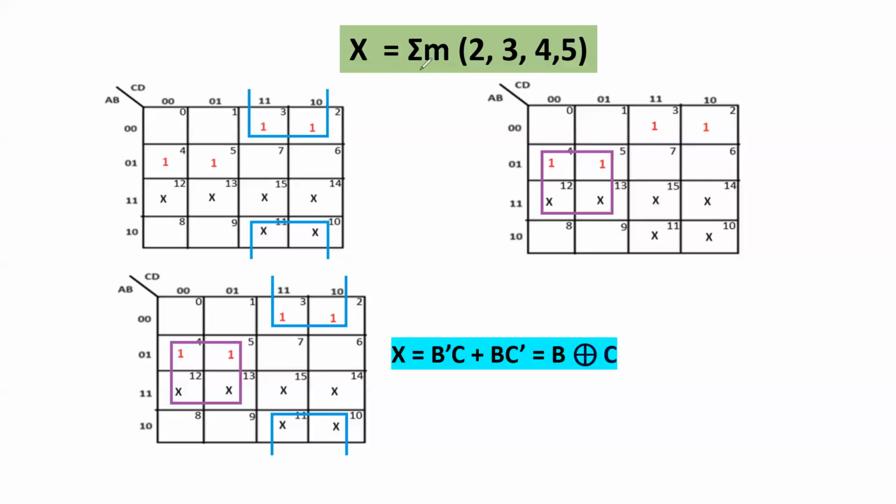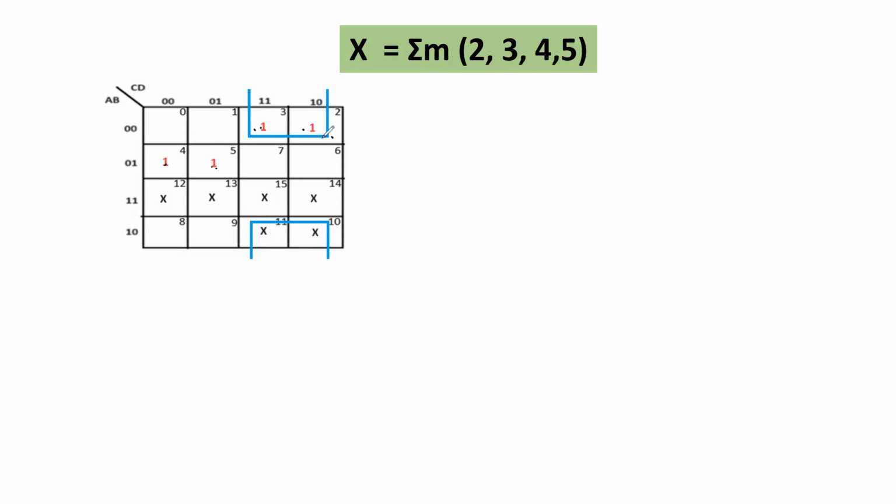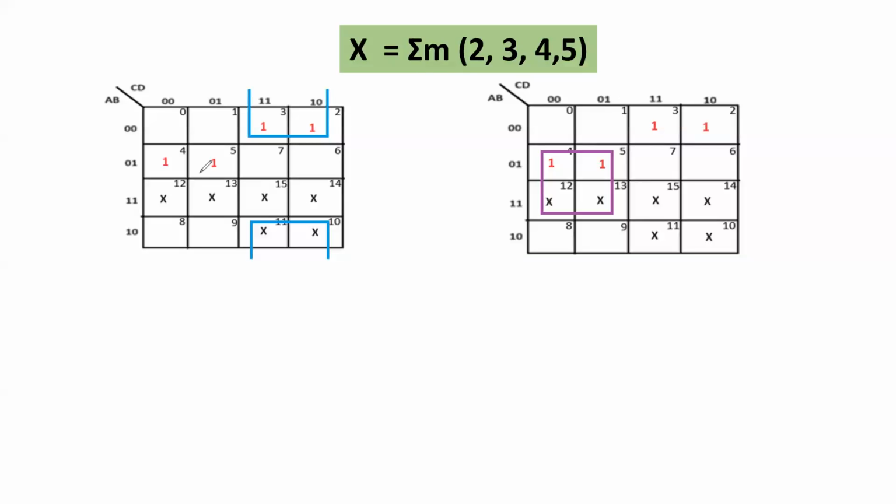Next one for X. X equal to sigma m of 2, 3, 4, 5. First we have to fill ones in the place of these minterm number boxes. Okay, 2, 3, 4, and 5. Now, when we try to make a group, 2, 3 are adjacent with the 10 and 11 don't cares. Okay, these become one quad, 4 ones. This is the first group. Here, these two are adjacent with these two don't cares, so I have made another group. Okay, this is the second group.